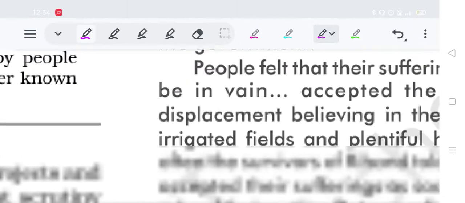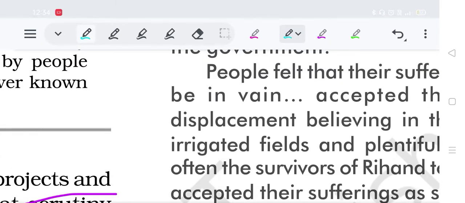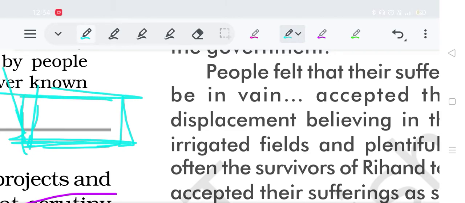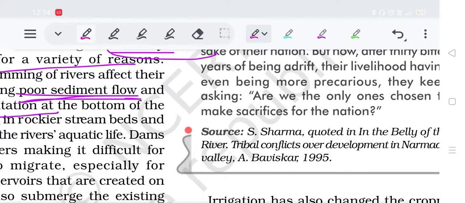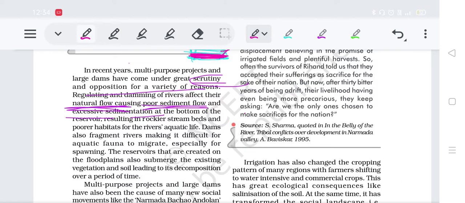You have studied about sedimentation, right? Suppose this is your reservoir. This is water. This water has some kind of impurities, but the water is there and there is no flow, so sedimentation will happen. This material will be collected here, resulting in rockier stream beds, which affects aquatic life.